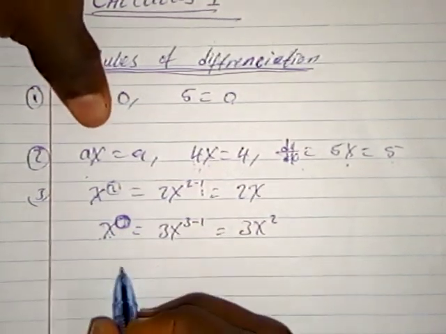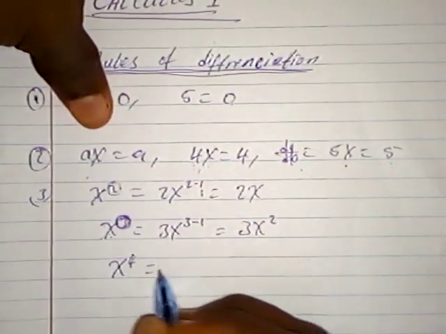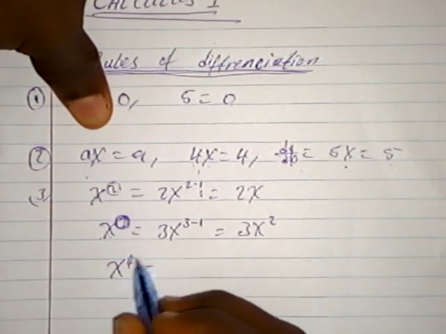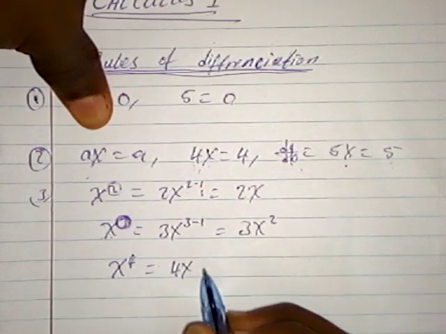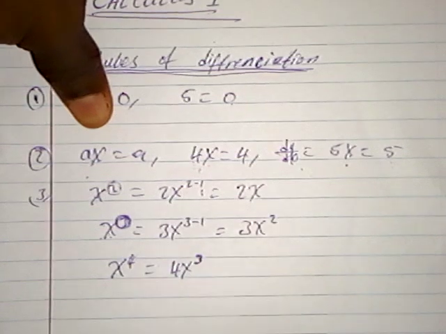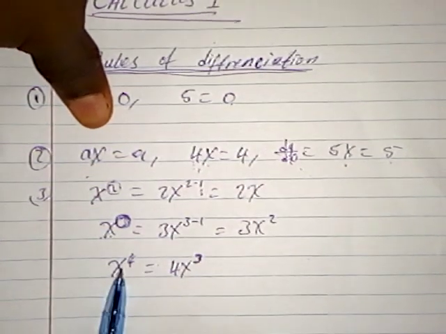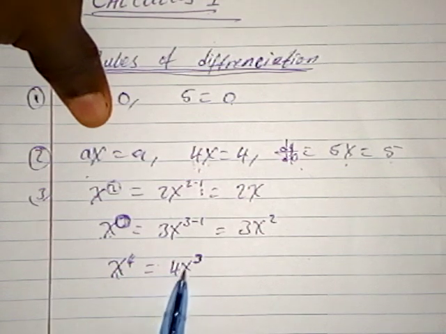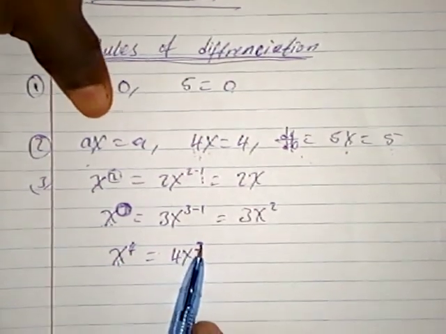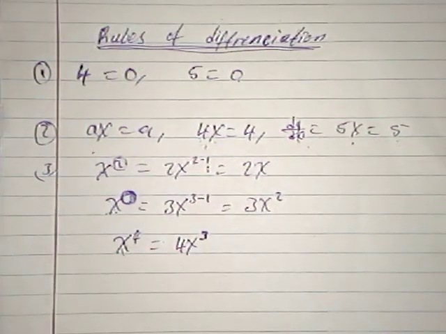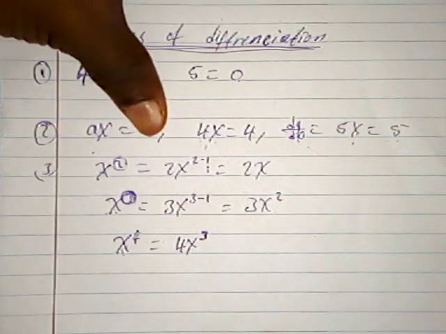Good. If you want to differentiate x to the 4th power, it's going to give you what? Let's multiply 4 with x, which gives you 4x. So 4 minus 1 is going to give you what? 3. So the differentiation of x raised to the power 4 is 4x cubed. You see it? Is it understandable? Is it clear? Good. This is what you should be aware of, right? If you don't understand the rule, I recommend you replay the video.